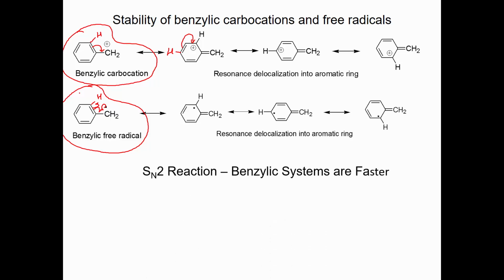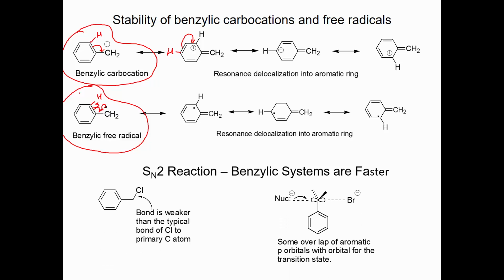All right, the SN2 reaction. We also see a situation where the benzylic systems are faster. All right. And this is because when a bond is at the benzylic position, it's weaker, just like it is at the allylic position. So we have a head start right there. The bond to chlorine is weaker than the typical bond of a primary carbon to chlorine. Okay, so that's going to help us out a little.